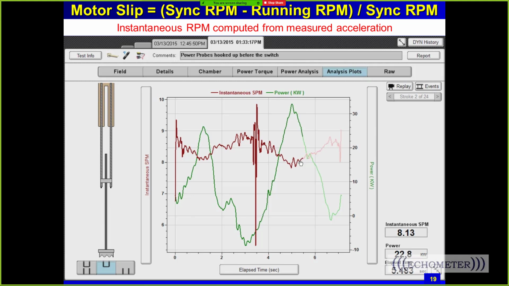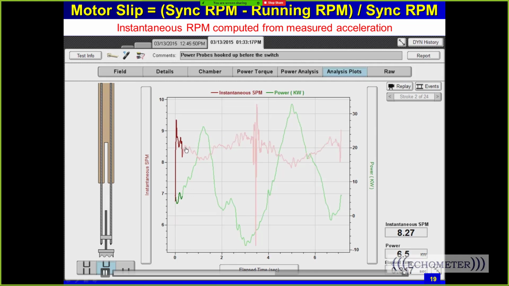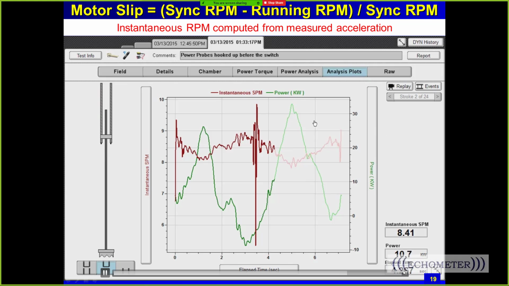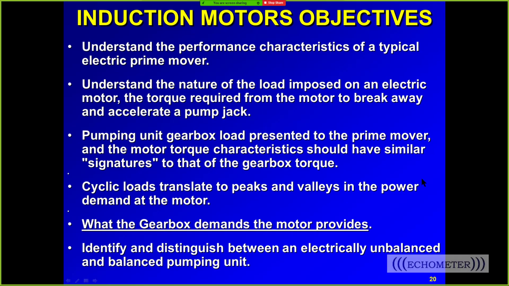So NEMA D motors are designed for cyclic loading. They slow down and speed up throughout the stroke. As you can see here, there almost is a 1 stroke per minute change. Yeah, it's about from 8 strokes a minute to 9 strokes a minute. During one stroke, it changes 1 stroke per minute as the load on the motor changes throughout the stroke. So this shows us what motor slip is.